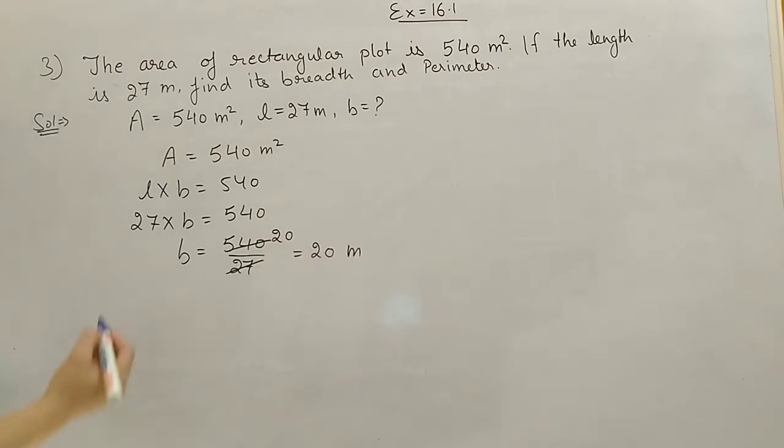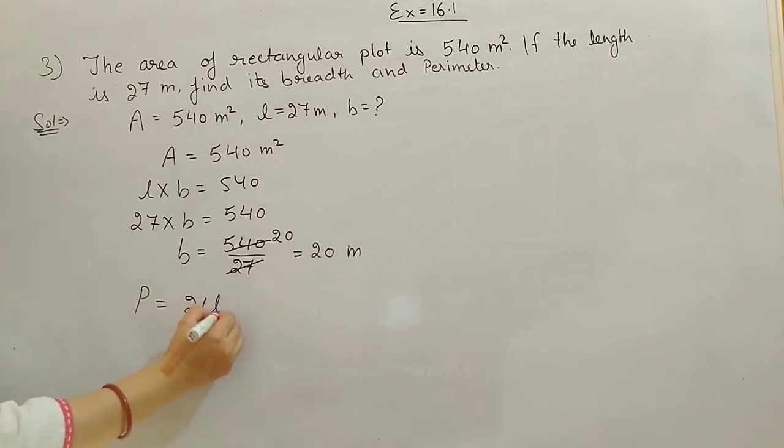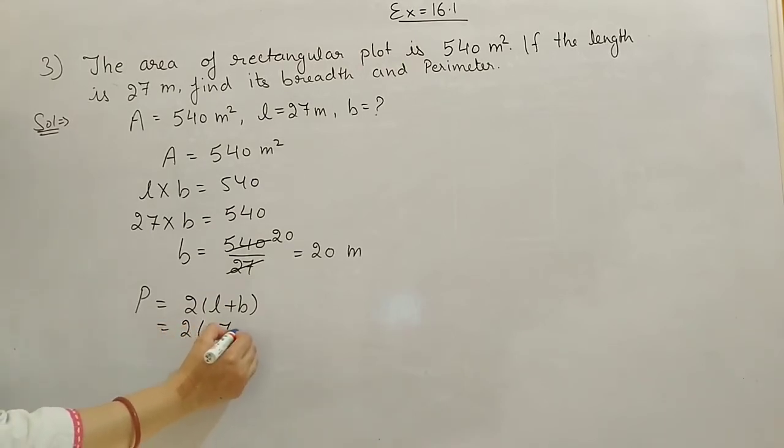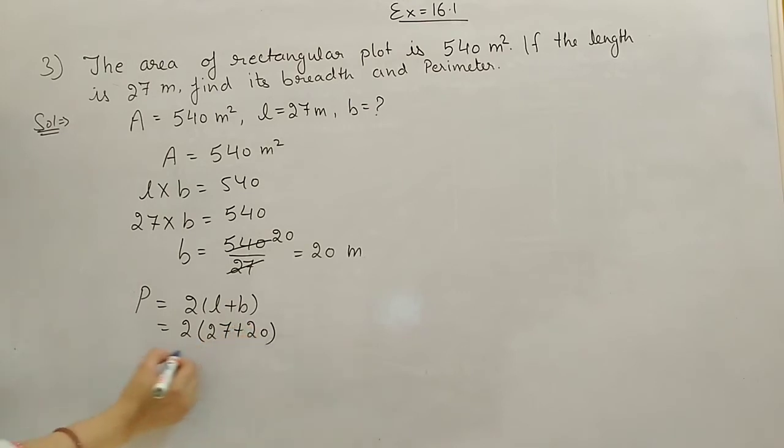After getting breadth, we can find out the perimeter. Perimeter is equal to 2 times (L plus B). Substitute the values here. 2 times, length is 27 and breadth is 20. Means 2 into 47 is equal to 94 meter.